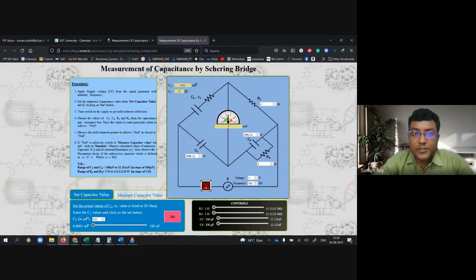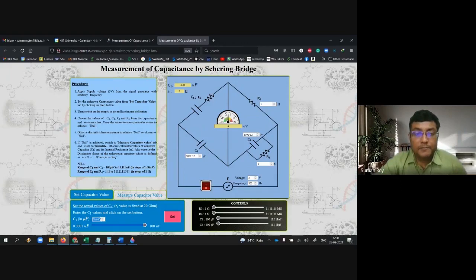Okay. Then next job is to set unknown capacitance from the set capacitor value. So here is your set capacitor value. You can set any value. In between this, UF means U stands for microfarad. Okay. So 100 microfarad, and this is 0.0001 microfarad. So you can set any value in between this range, from 0.0001 microfarad to 100 microfarad.